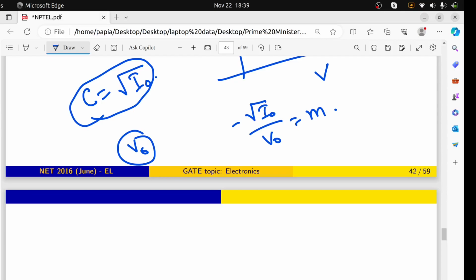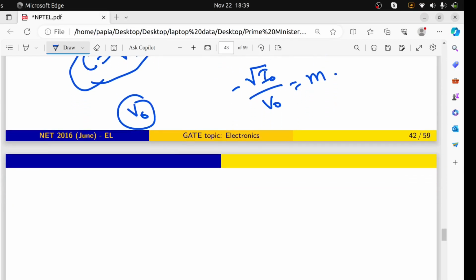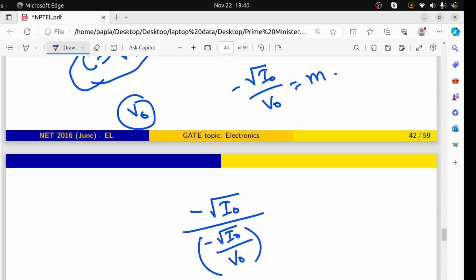So now what I can do, let me write one thing. If I am going to write here this one, then what will be the value? This will be v0, right? So what is this? This is nothing but minus of c divided by m. Right? C was root over I0. Minus of c means minus root over I0. M was minus root over I0 by v0. So minus c by m is v0. Do you understand the point?